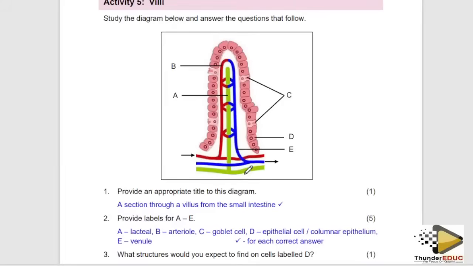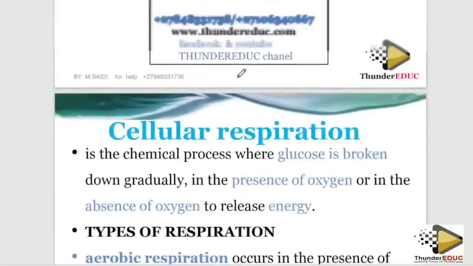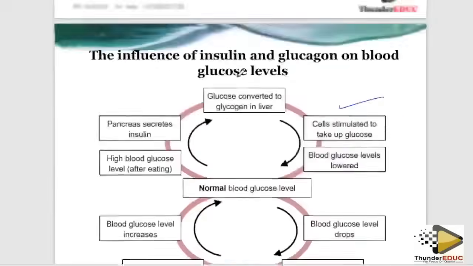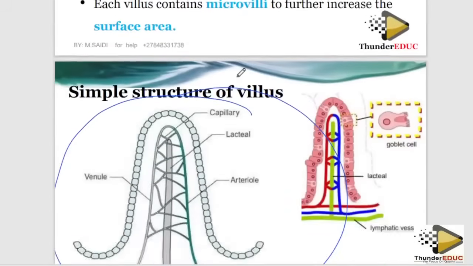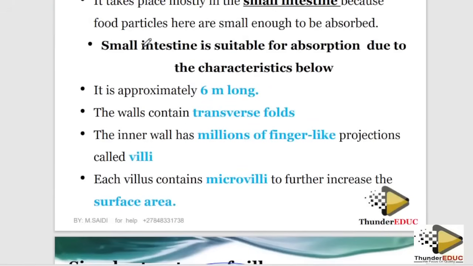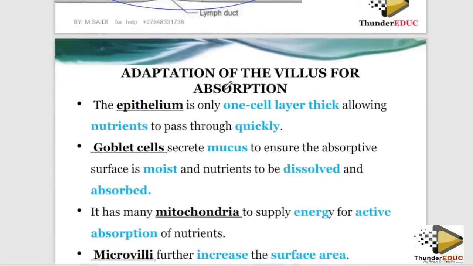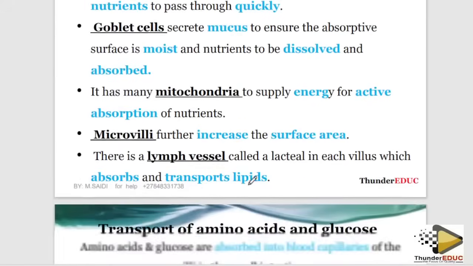Structure of the virus. Please don't go to the paper. Yes, I've forgotten about something. The one we like to ask about the virus. How is this virus adapted to its function? Here are the answers. Here. This one. Small intestines. Yes. Not that one. Here. How is this adapted to its function? Epithelium is only 1 cell thick. Goblet cells. Mitochondria supplying energy.